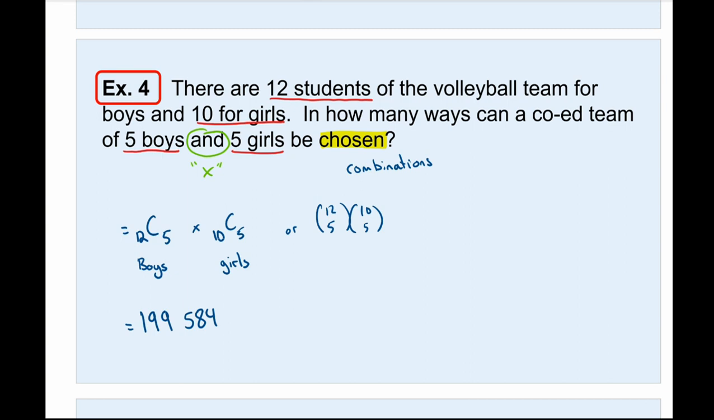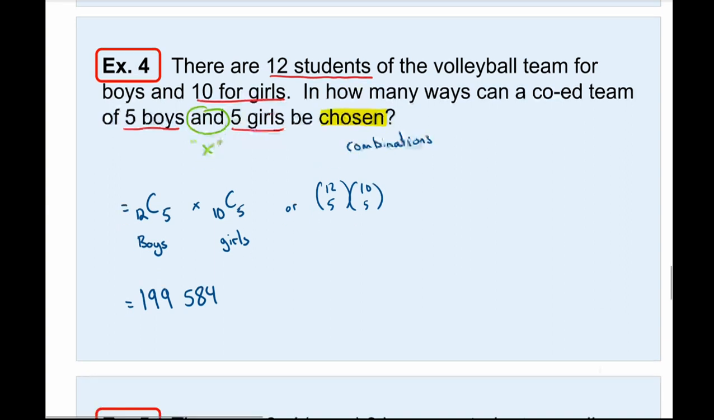Either way you decide to write it, we have 199,584 different combinations. Again, we do have to think about those keywords, "and" or "or," that we look for. And just making sure that we're dealing with choosing or combinations and not arrangements.